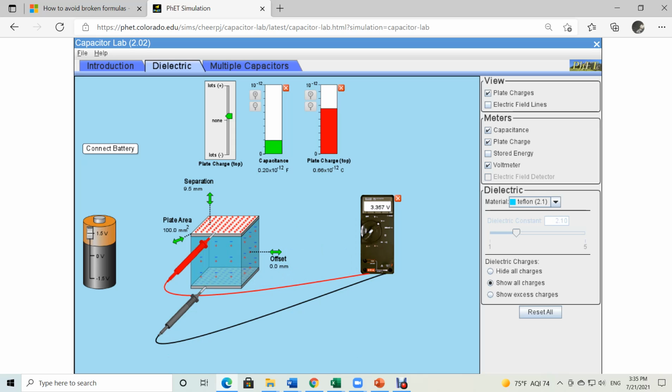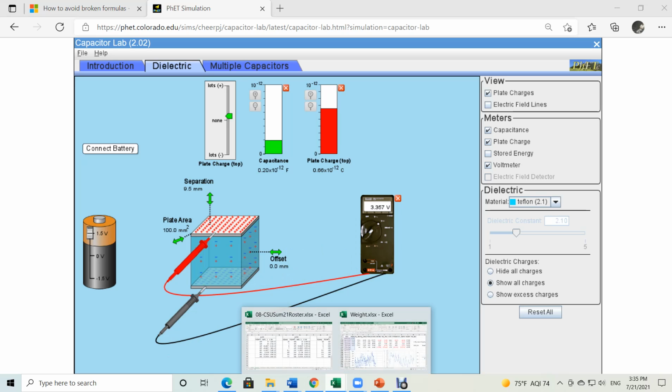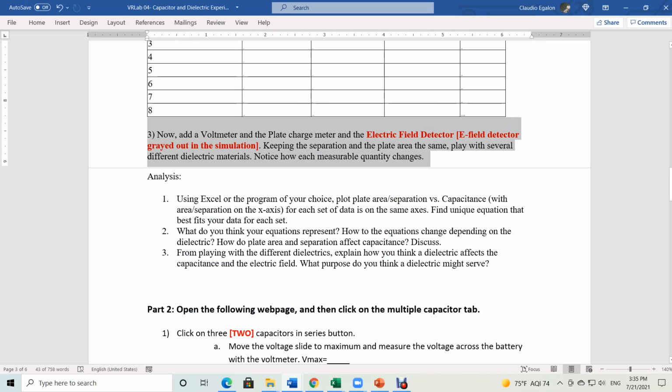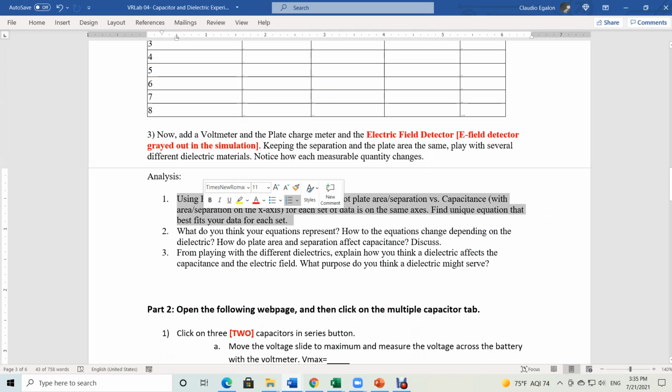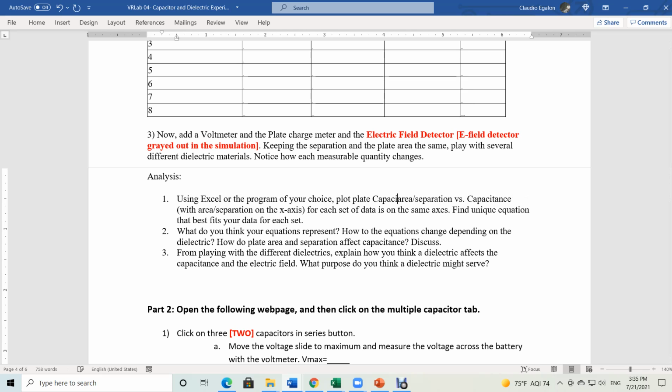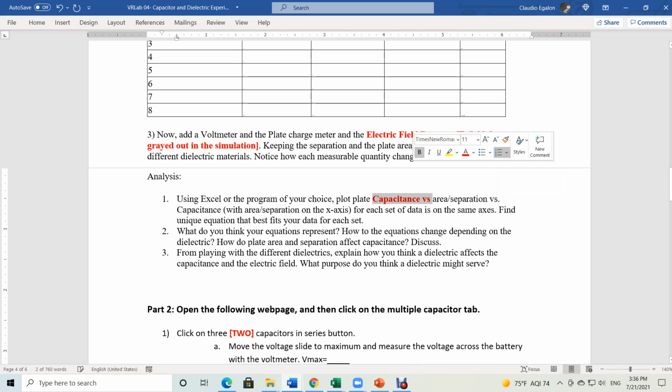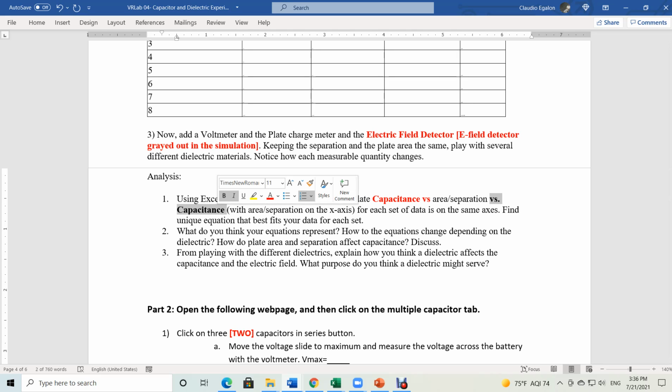Now he's going to ask you to plot the graph. Here it's just qualitative. Using Excel or the program of your choice, plot plate area divided by separation versus capacitance. Well, okay, what he meant here is we usually say capacitance versus area over separation, okay? But what comes first is what goes in the y-axis. Here he's just emphasizing that.